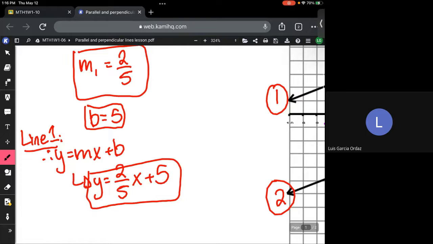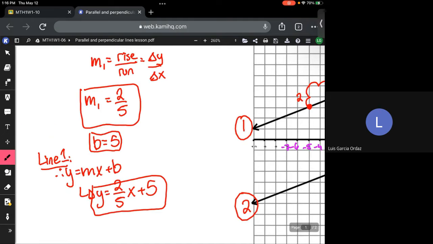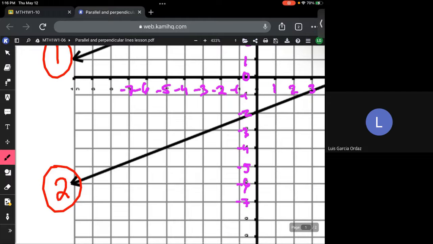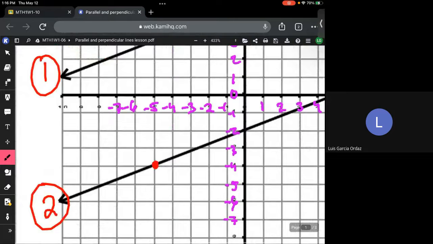Okay, now we need to figure out the slope for line 2. So slope for line number 2. So again, we're using rise over run. So if we look at line 2, what 2 points can we use? -5 and 4. Yep. And what's the other point we can use? 0, -2. Perfect. 0 and -2.